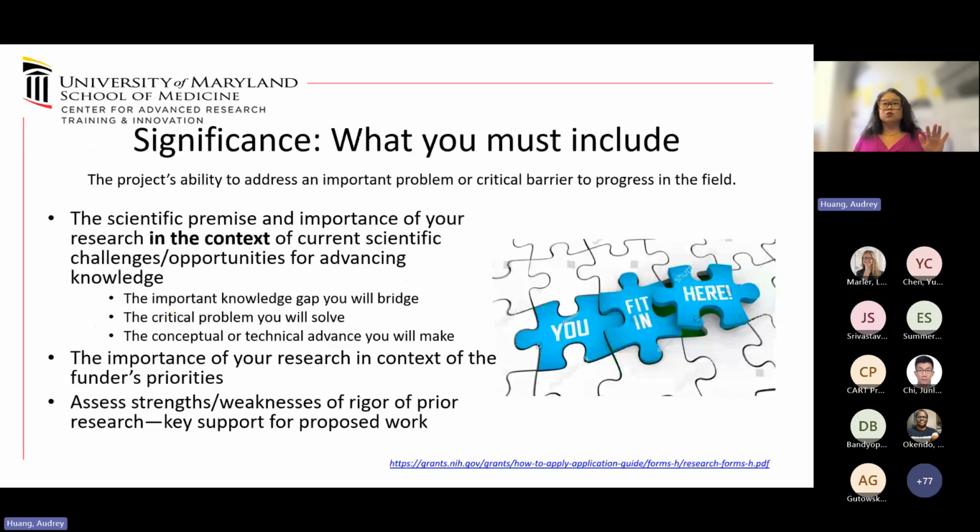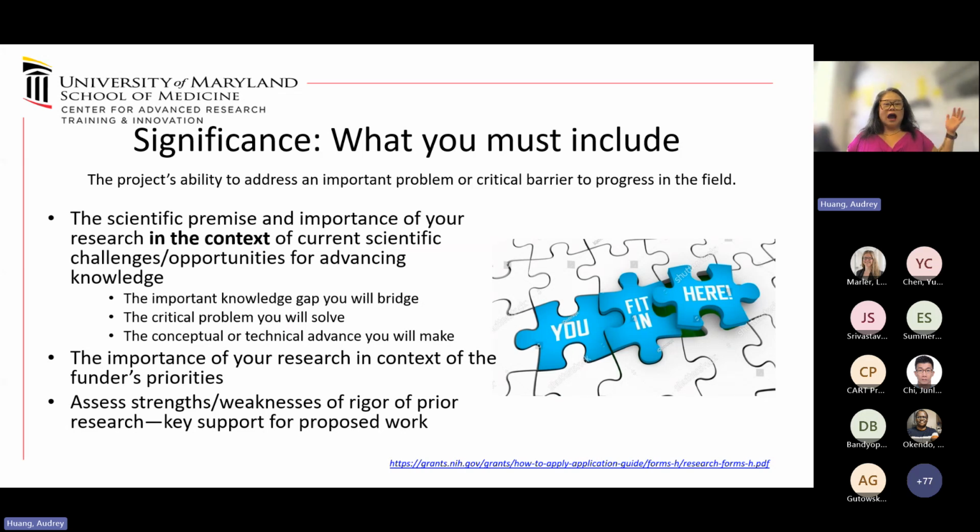So significance, what you need to include. Significance is the project's ability to address an important problem or a critical barrier to progress in the field. You need to present the scientific premise and the importance of your research in the context of current scientific challenges and opportunities for advancing knowledge. And that means remember, you're the cog, you're the tiny little golden cog, and then there's a whole world of cogs around you.